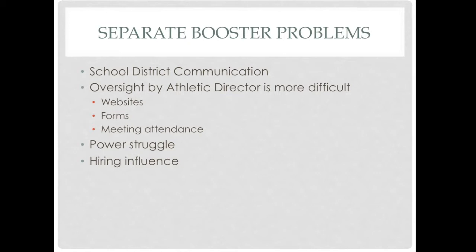Coaches usually prefer their separate booster club because they do have more autonomy and can make the decisions regarding where to spend their money and how they want to fundraise. However, that does make it more difficult for an athletic director.